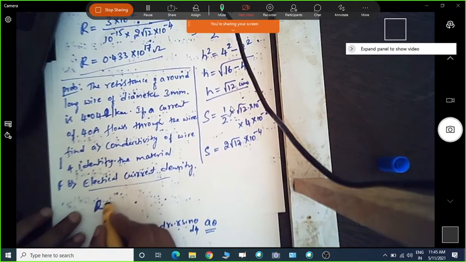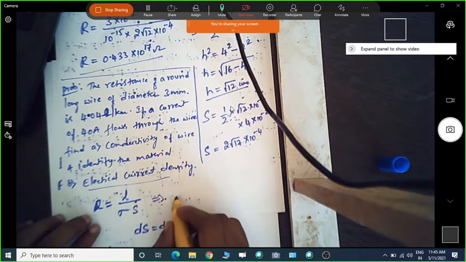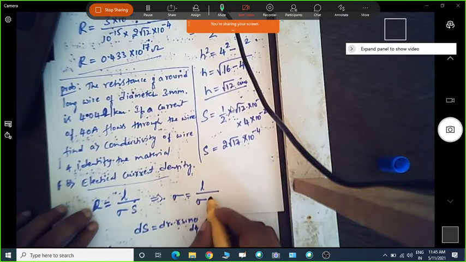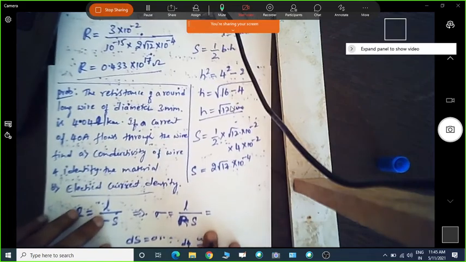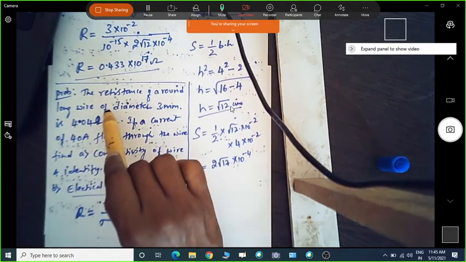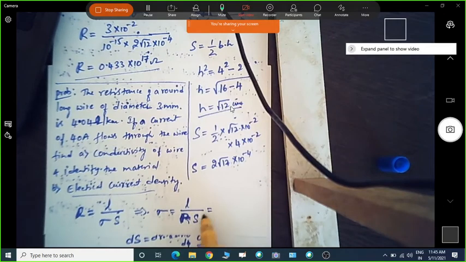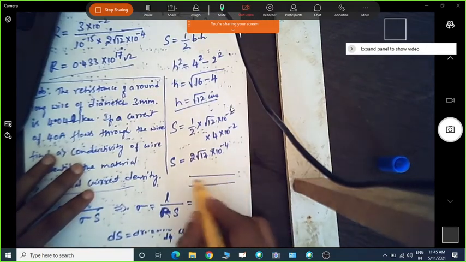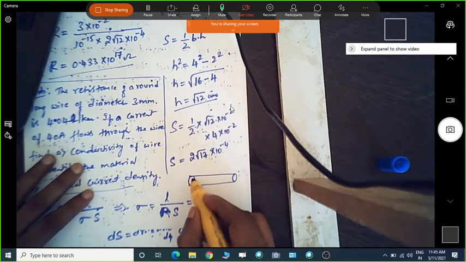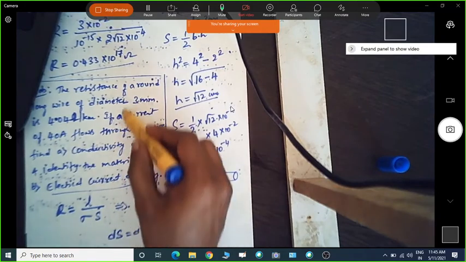So the same formula, R equals L by sigma into S. Now we have to find sigma, which is nothing but L by R into S. Now what is the L? You can observe here the resistance of a round long wire of diameter 3 mm. From the diameter you can find the surface area, because it is a long wire in cylindrical form. So from the diameter, you can find the area, which is pi r square. R we can find from this.